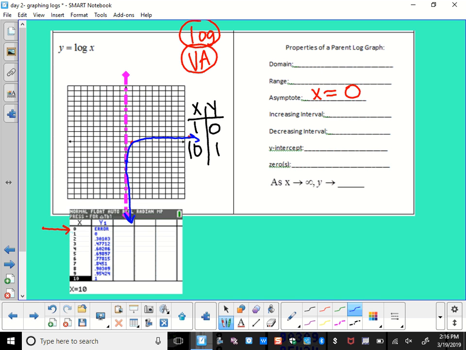Alright, my domain is from left to right. How far left do I go? When does my graph start? There, right? It starts at my vertical asymptote, which is 0, and it keeps going on and on towards positive infinity. This is what's different about exponentials and logs, because with exponentials, your domain was negative infinity to positive infinity. Now your range for logs is going to be negative infinity to positive infinity, because if you look at your graph, how far down to up are you going? Well, I'm coming from a negative sign, and I'm going all the way up to a positive.